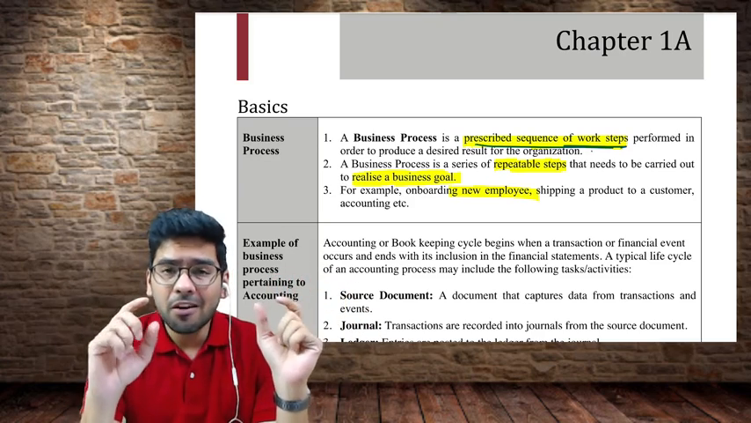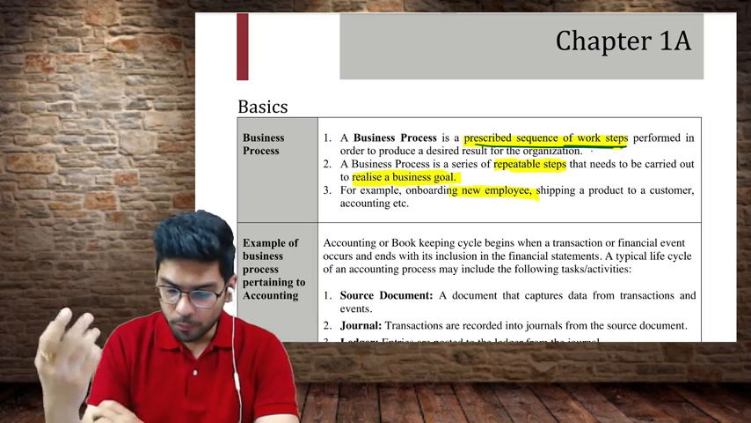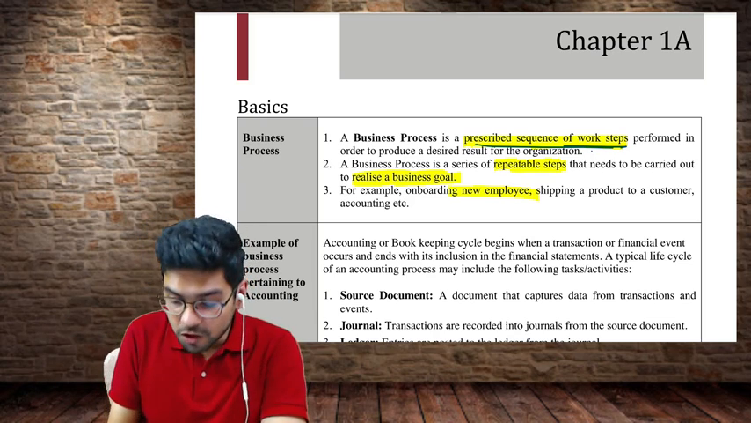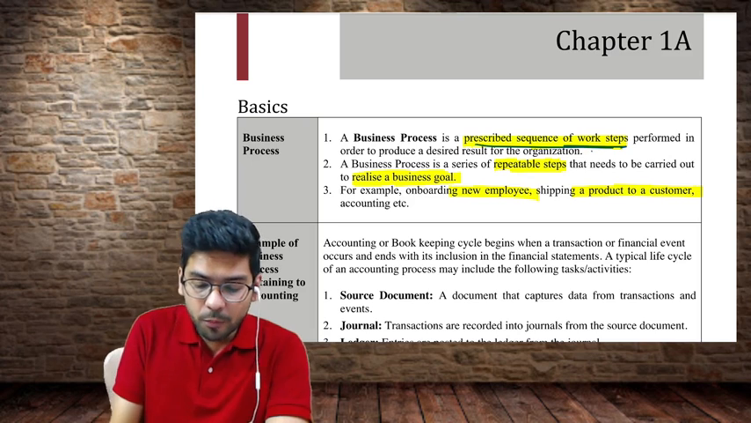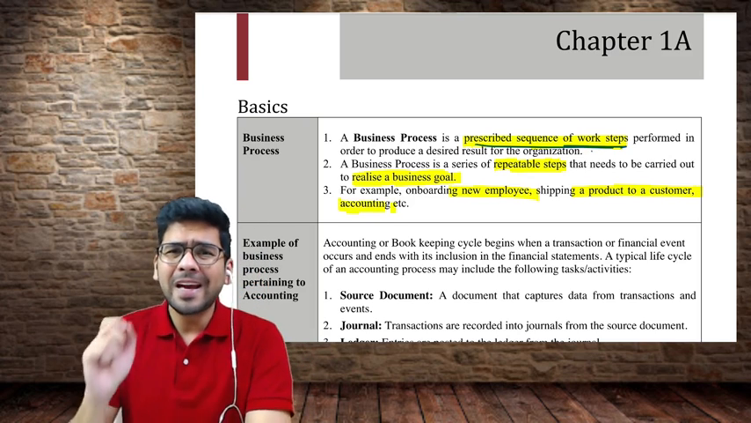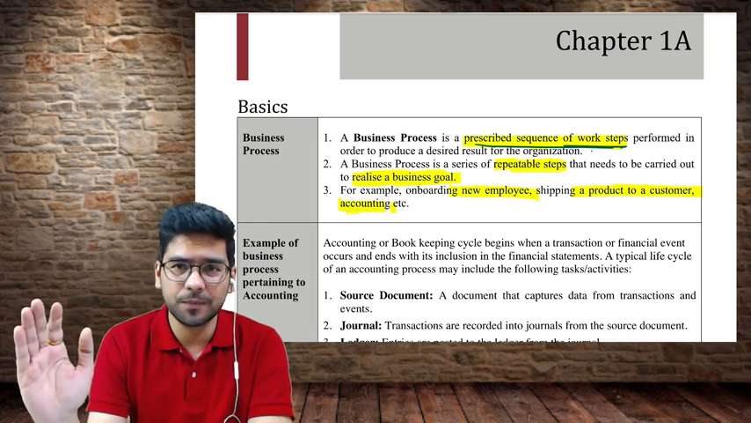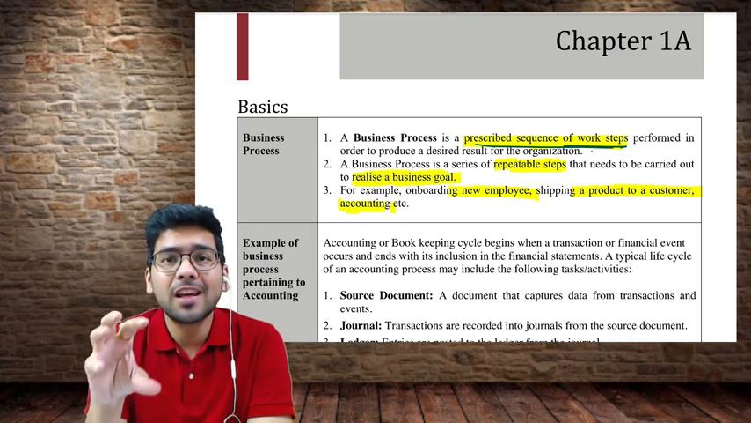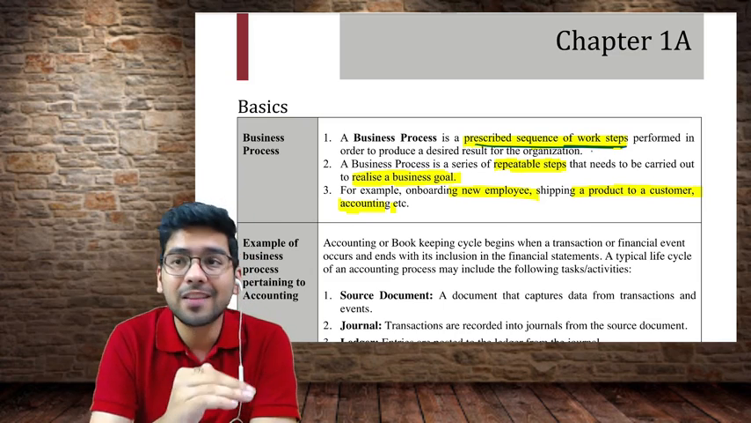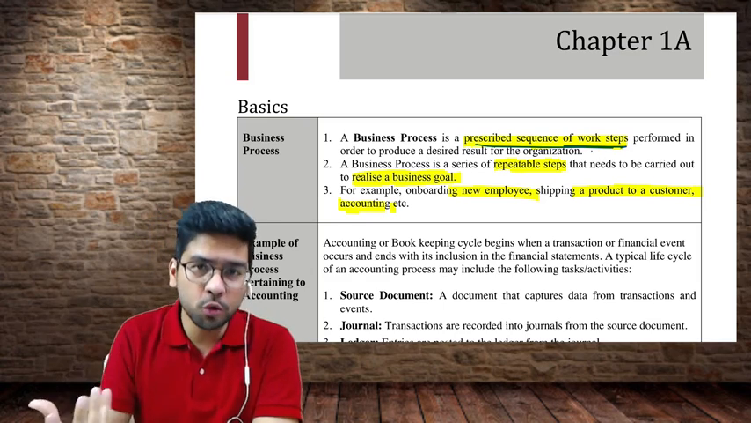So we have a process for onboarding new employees, or a process for shipping a product to a customer. We have a process of accounting in the organization. Every organization is subject to many processes. Because we are studying EIS, we need to understand the processes, and then we are going to try to automate those processes.